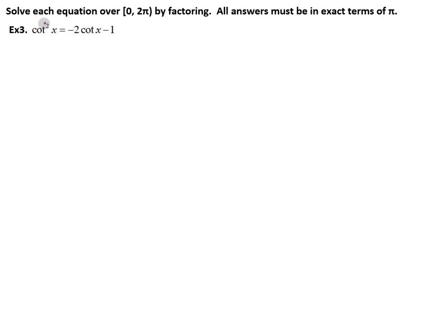So again, I see a squared term, something to the first power, and a constant. I think this is like a quadratic, so let's set it equal to 0. I'm going to move everything to the left side of the equation here. Okay, so my equation is now set equal to 0. Let's do a u substitution. So u is going to equal cotangent of x, and now we get a much nicer quadratic to solve here.